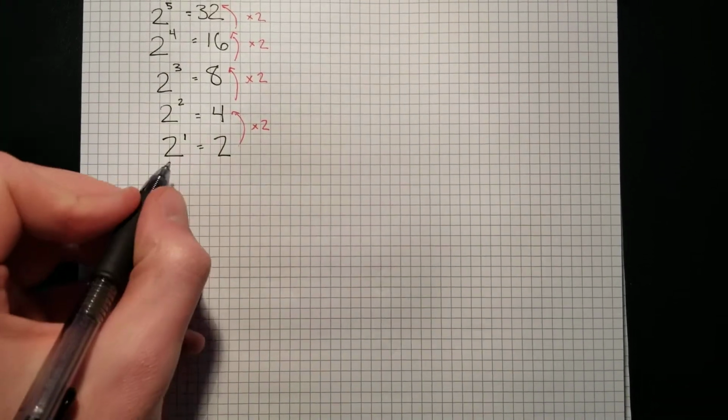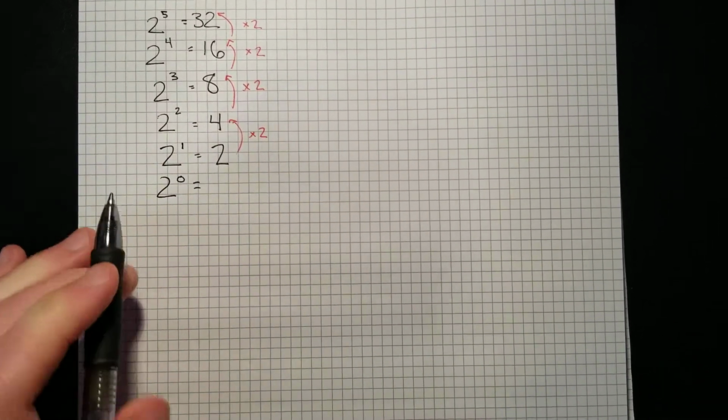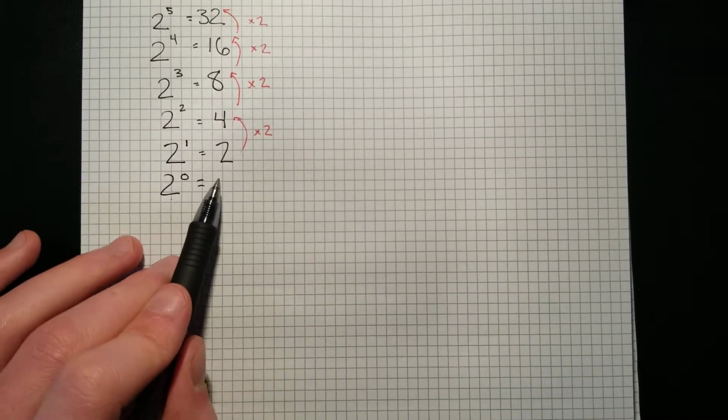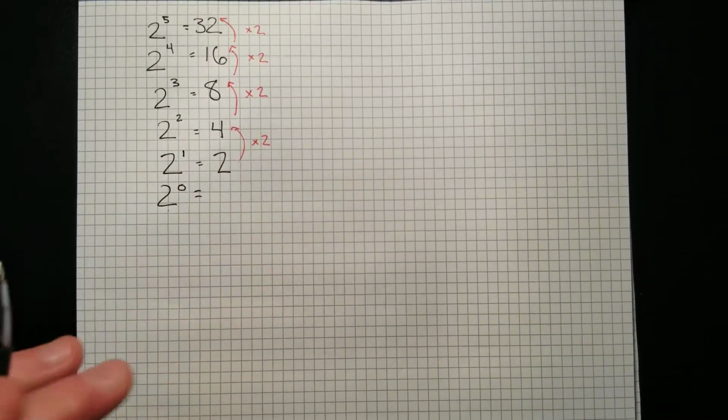Now, if I asked you beforehand, what is 2 to the 0? A lot of people think, well, 2 to the 0, I know that has to do with multiplying, or I have 0, 2, so that's probably going to be 0. And in this case, you would be mistaken. And I'll show you why.